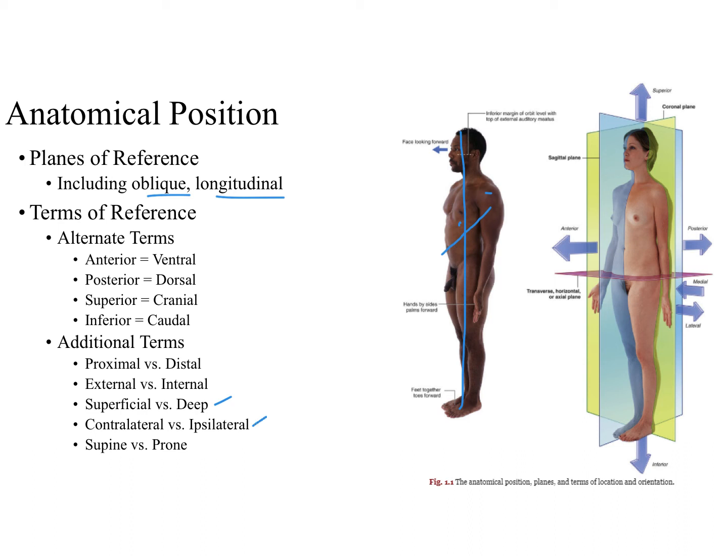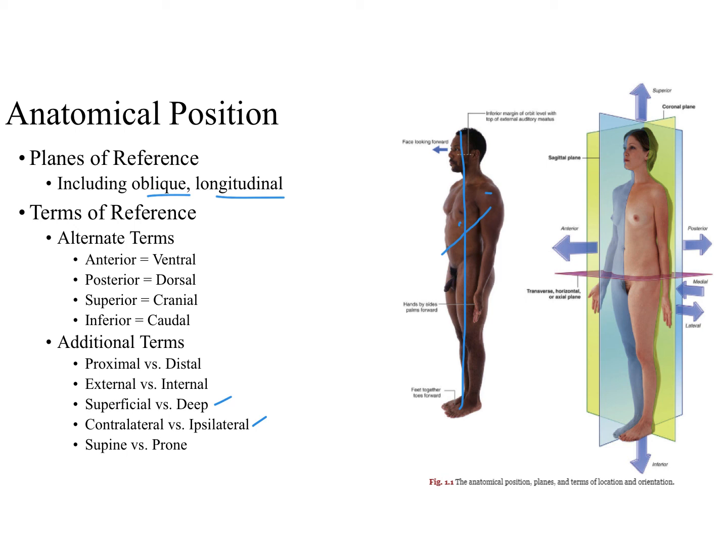Another set of terms is contralateral versus ipsilateral. Contra means opposite, so contralateral would be on the opposite side. Your left arm is contralateral to your right arm. And ipsilateral means same side, so your left hand is ipsilateral to your left shoulder, or your left leg is ipsilateral to your left arm.